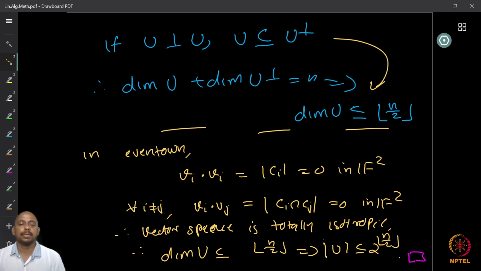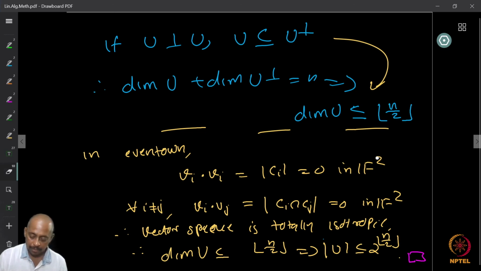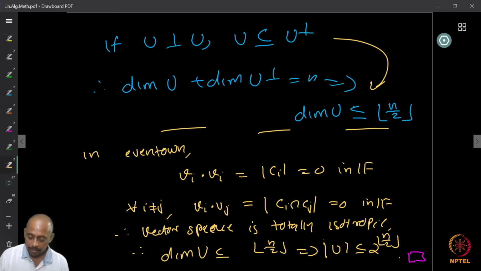Now let's get back to our problem. So Vi dot Vi is equal to the cardinality of Ci intersection Ci, which is the cardinality of Ci, but now because Ci has an even number of members, this is equal to 0 over F2. Now again, when i is distinct from j, Vi dot Vj is the cardinality of the intersection of Ci and Cj, which is also even, therefore it's also 0 in F2. Now I think I should have written this as F subscript 2. Sorry about that. This is not the usual notation. This is F2.